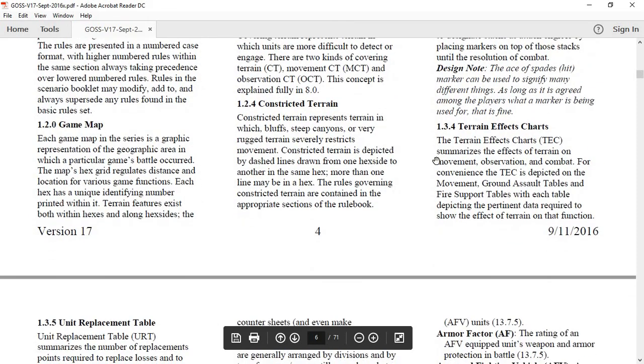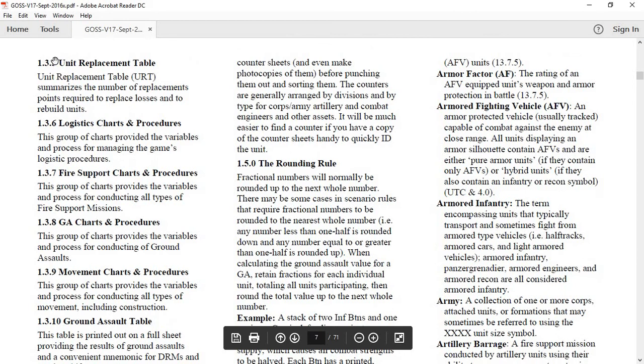Terrain Effects Chart. The Terrain Effects Chart, or TEC, summarizes the effects of terrain on movement, observation, and combat. For convenience, the TEC is depicted on the movement, ground assault tables, and fire support tables, with each table depicting the pertinent data required to show the effect of terrain on that function. Unit Replacement Table.